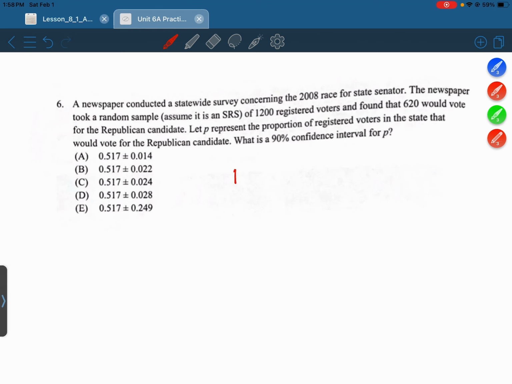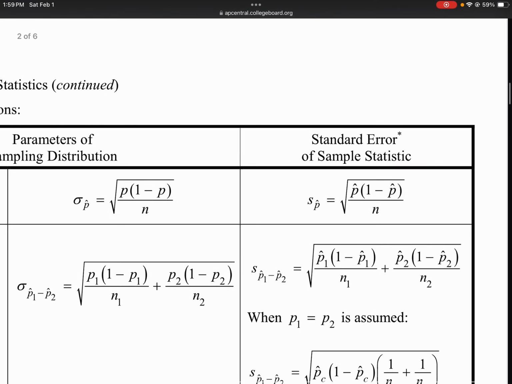All right, so let's just start with the general formula. We want a point estimate plus or minus a margin of error. Then the specific formula would be, P hat is our point estimate. The margin of error is going to be our critical value times the standard error, square root of P hat times 1 minus P hat over n. Now, if you don't have all that memorized, it's okay, right? It's here in the formula sheet.